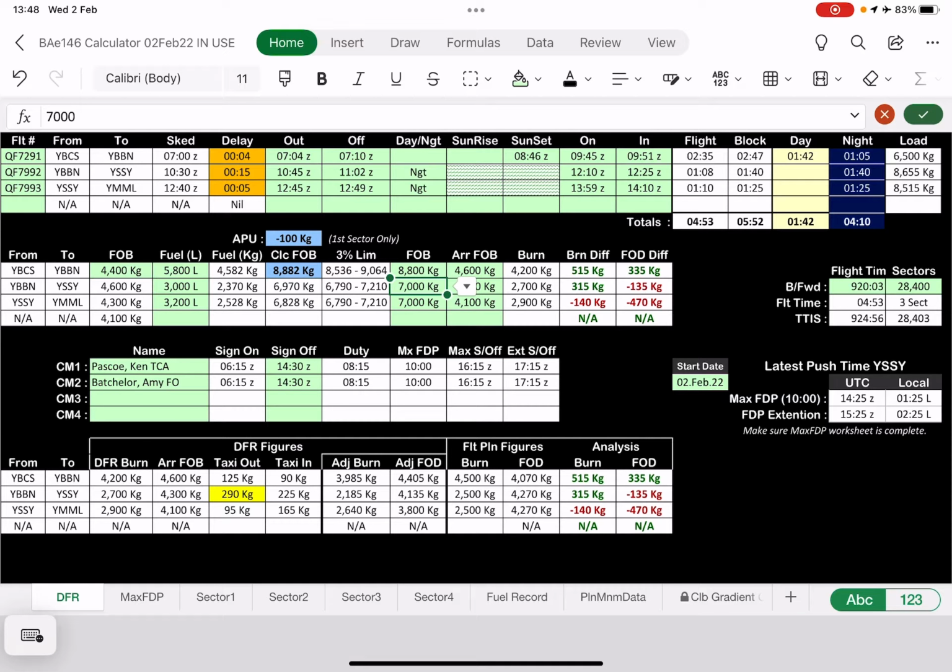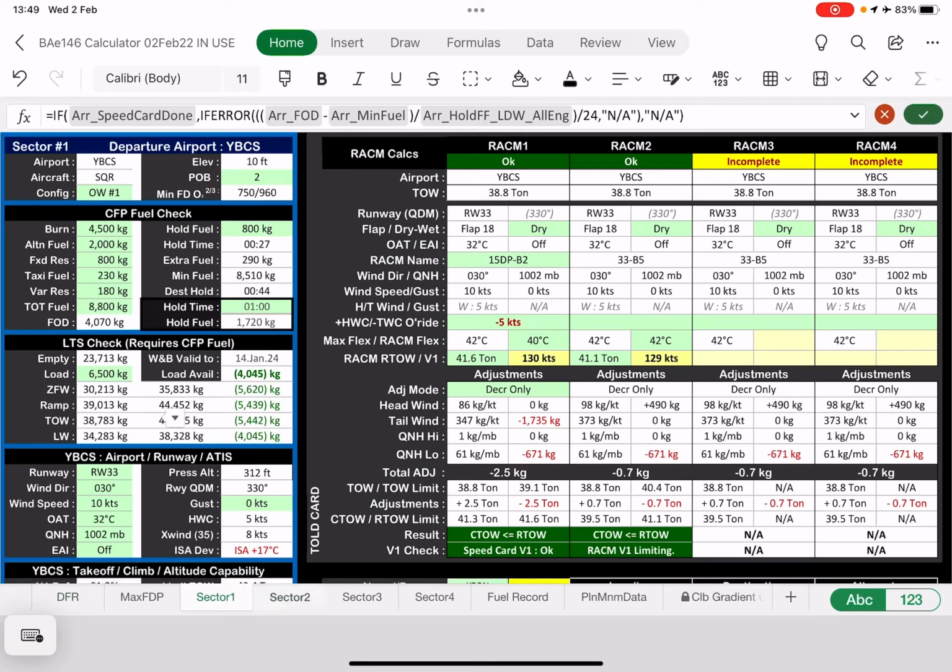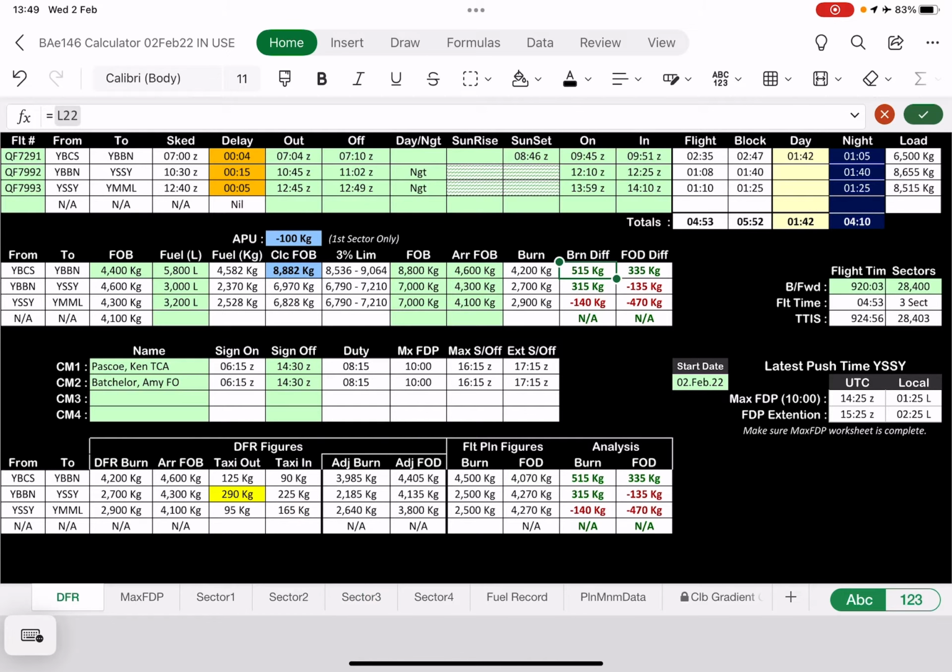So you can see by putting in the fuel on board departure and the arrival fuel, it calculates the 2 burns. Now it's got these 2 figures on the end here, and what these are is because in sector 1, 2 and 3, I know what the flight plan says we should have burnt, and I know what the flight plan says we should have had on arrival at our destination. Those figures are actually down here. What this tells me is that I managed to save 515 kilos somehow on this sector, and I landed with an extra 335 kilos in Brisbane. Whereas on this one, I saved fuel, but somehow landed with less fuel than the flight plan said I should have. In this case, I burnt more and I landed with less. So the numbers are what the numbers are.